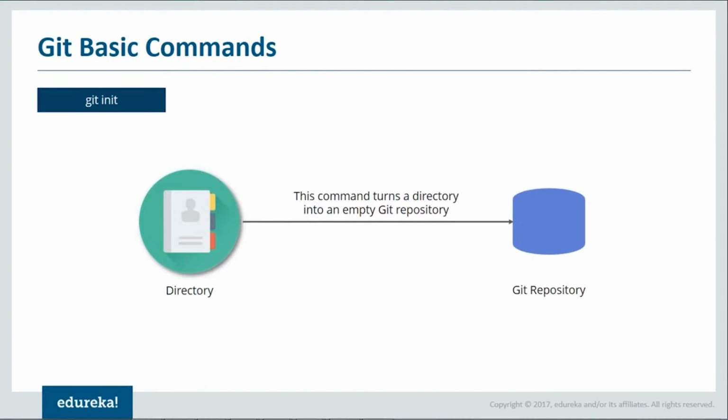So the first command that we are going to discuss is basically the git init command, which will turn a directory into an empty Git repository. For that, I'll open my virtual machine to show you practically. If you are facing any issues in installing Git, you can go ahead and refer to my Git installation video. There also, I have installed Git on CentOS version 6.5. So for now, let me open my virtual machine and I'll show you there.